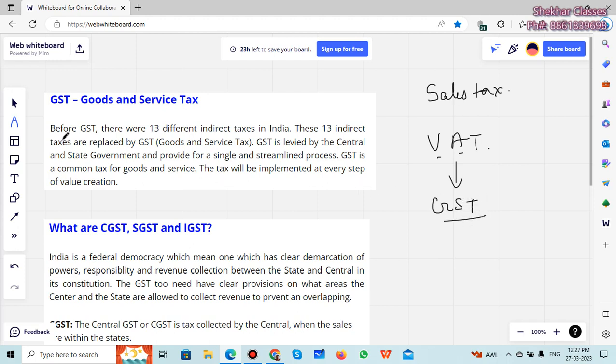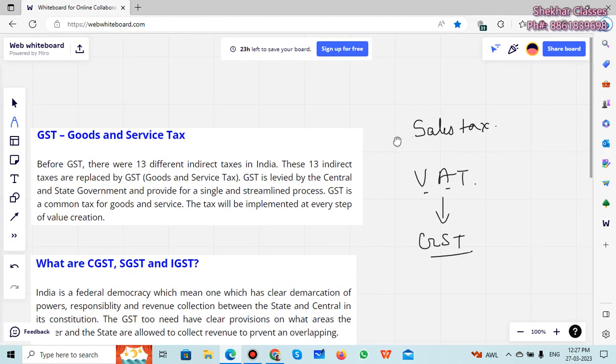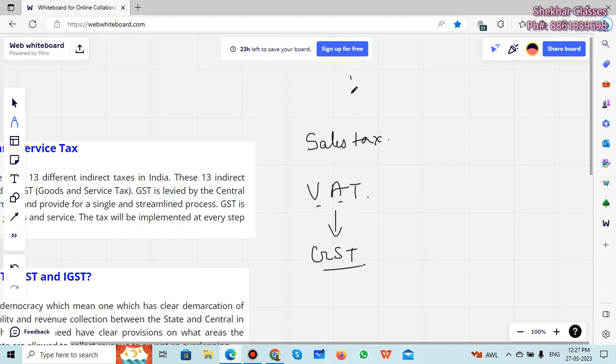Now you can see they have mentioned in it, before GST there were 13 different indirect taxes in India. Okay, this is a kind of indirect tax. Why indirect tax? Because when we charge a sales tax from a person, say if this is a shop and the customer bought something from the shop, the shopkeeper sold a t-shirt for, say, 100 rupees, and he charged 12% tax on that. 12% of this 100 is 12 rupees that he has collected as a tax.